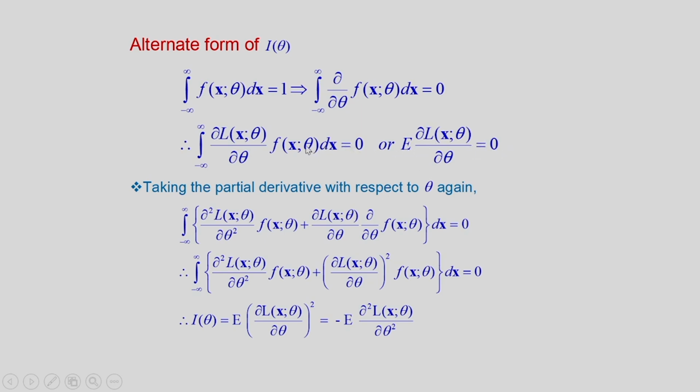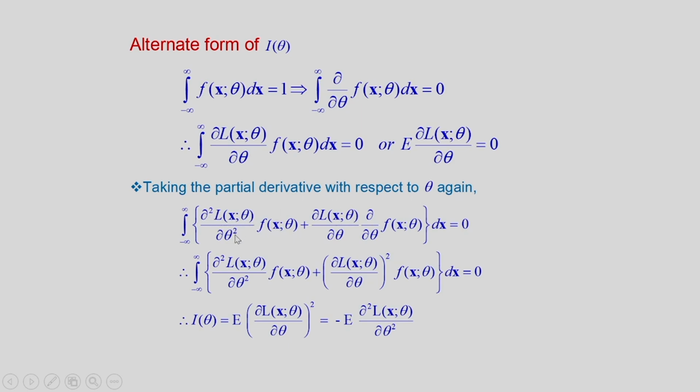But we are interested in the second partial derivative. Therefore, we will again take the partial derivative of this expression. That way we will get, because now it is a product of two functions. So, if we take the partial derivative with respect to theta again, and of course we assume that these partial derivatives exist.